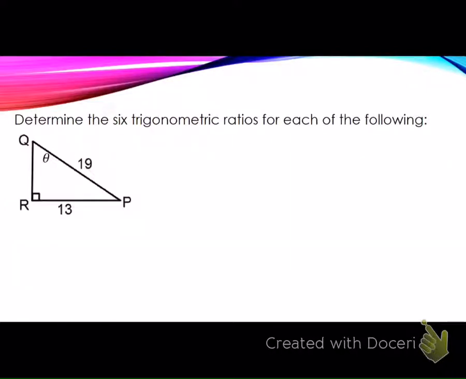Okay. Next one. Determine the 6 trigonometric ratios for the following. So we know our 6 trig ratios are sine of theta, and the reciprocal of that is the cosecant. The cosine of theta, and the reciprocal of that is the secant. And then the tangent of theta, with the reciprocal of the cotangent.